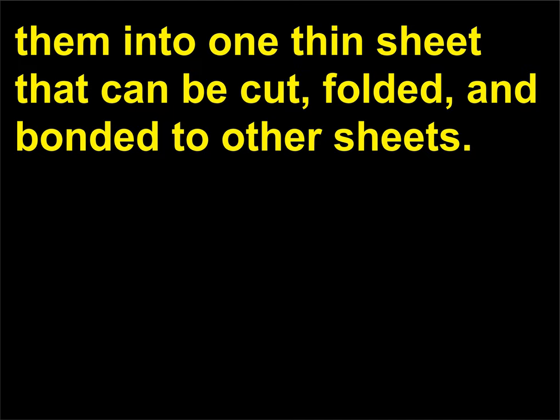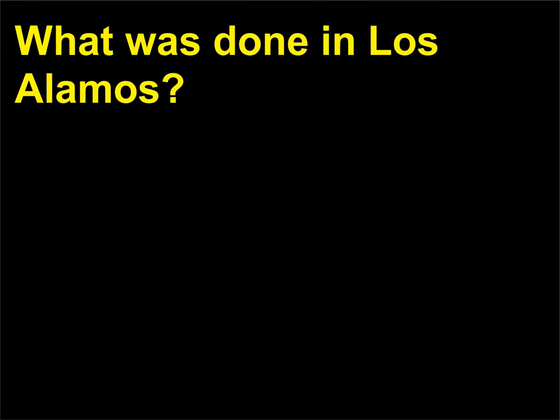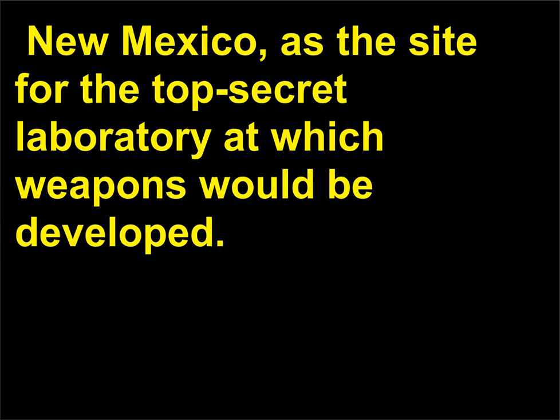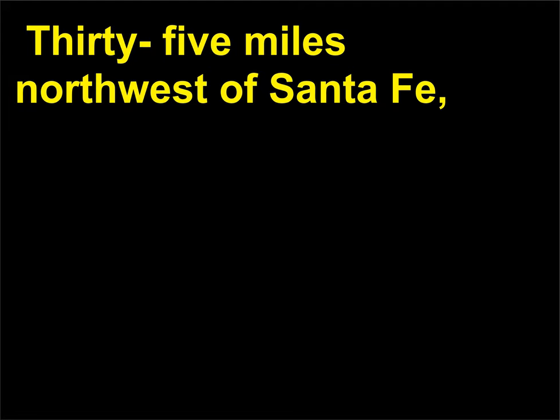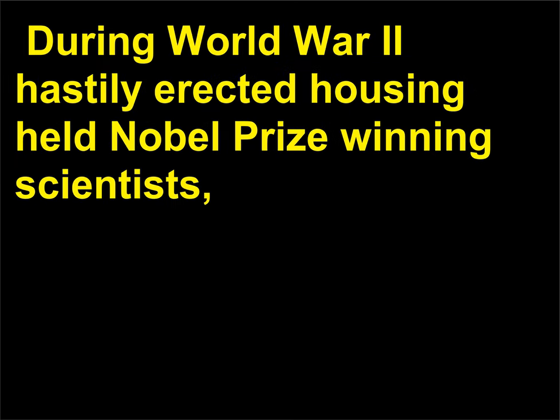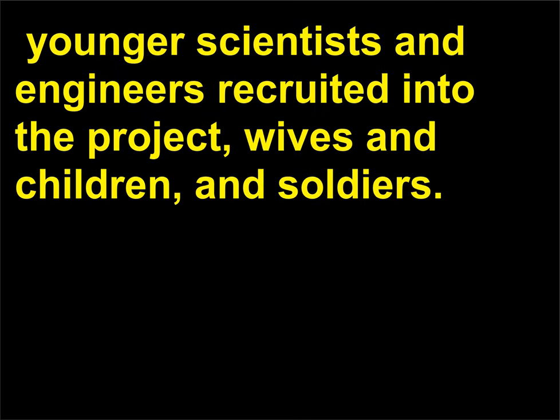What was done in Los Alamos? In September 1942, General Groves and Robert Oppenheimer chose Los Alamos, New Mexico, 35 miles northwest of Santa Fe, as the site for the top secret laboratory at which weapons would be developed. It was almost totally isolated and the site was occupied only by a school. During World War II, hastily erected housing held Nobel Prize winning scientists, younger scientists and engineers recruited into the project, wives and children, and soldiers.